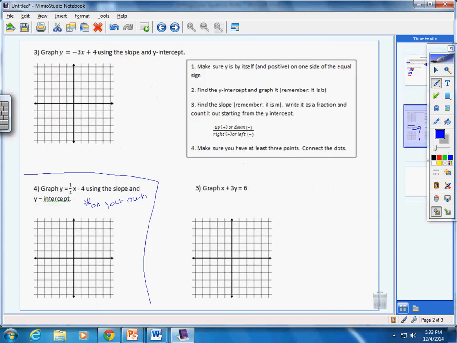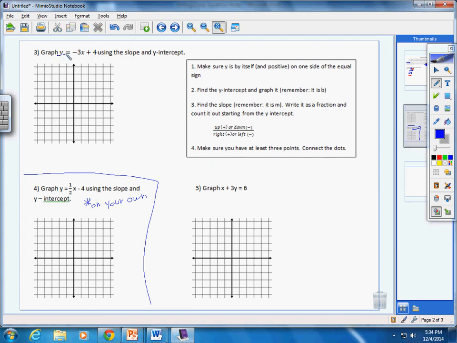Let's keep moving. We are asked to graph this equation using the slope and the y-intercept. So I was very kind to you, and I gave you the very simple 4-step process right here, right next to the problem we're doing. So it's going to walk you right through the whole process. Use this in your classwork tomorrow if you need it. It's going to walk you through the process every time. It says make sure y is by itself, and make sure that y is positive, on one side of your equal sign.